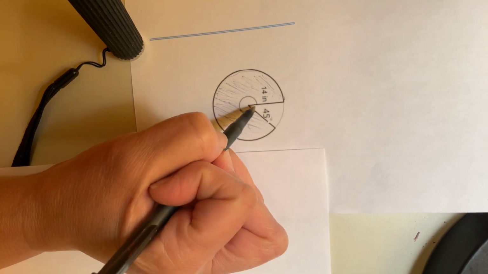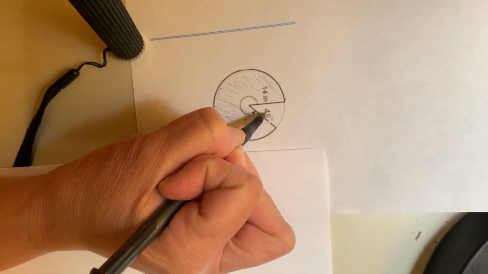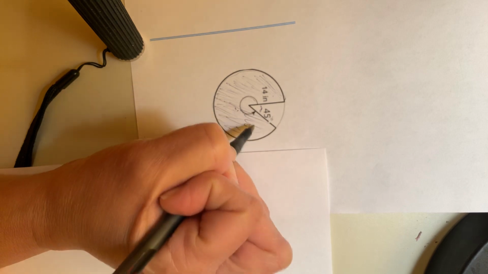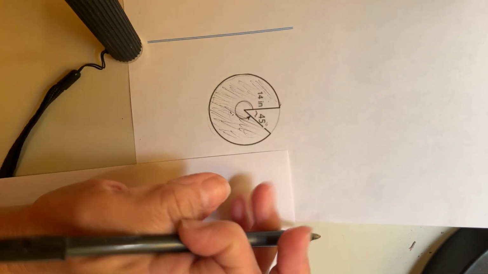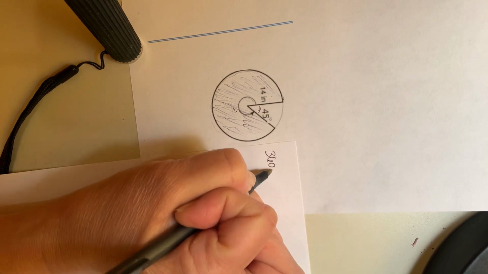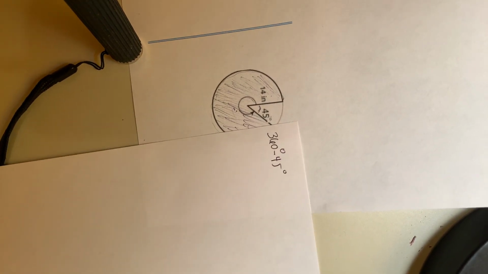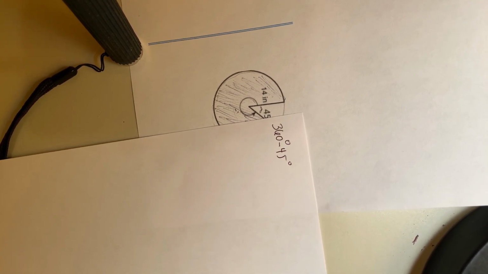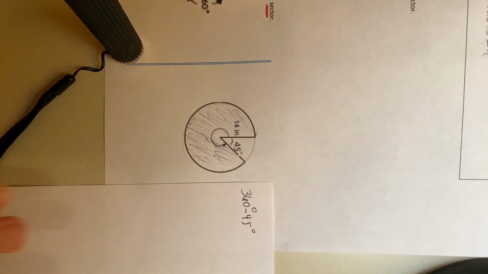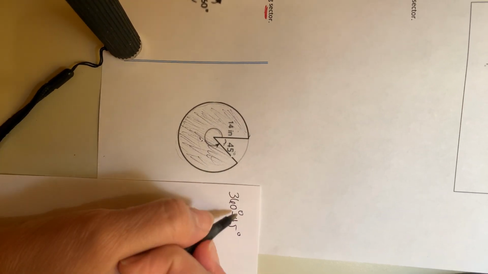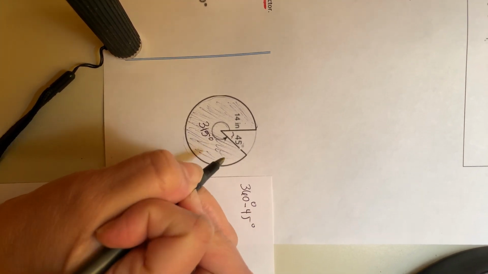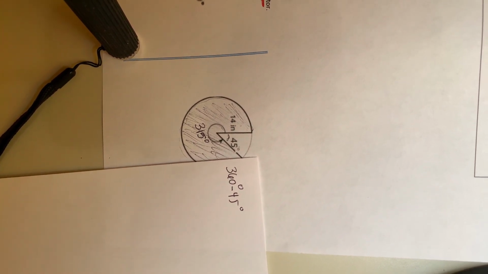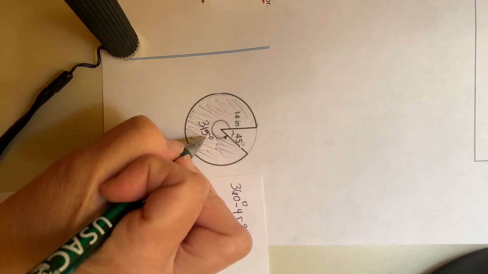It's missing this piece. So I need to find out how many degrees is out here. I know this is 45. So what's this piece out here? Well, a whole circle is how many degrees? Yep, good job, 360 degrees. So I'm going to do 360 minus 45. So what is that? Let me give you a chance to figure that out. 360 minus 45 degrees. Good job, it's 315 degrees. So this is 315 degrees. Get that? That's the part I want.